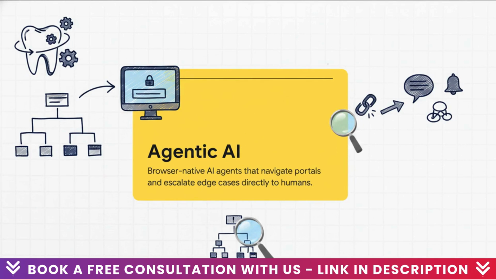Look, we all know simple RPA scripts break the second a payer updates a button on their website. Instead, we have to build agentic AI. Developers like Ventus AI define these as browser-native agents that essentially behave like trained human teammates. They log in, they navigate complex security friction like CAPTCHAs, they grab claim statuses, and then, this is key, they seamlessly escalate only the really tricky edge cases directly to your human staff via Slack or Teams. Basically, let the AI do all the tedious clicking.